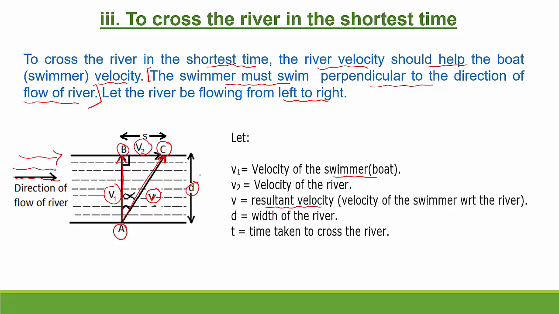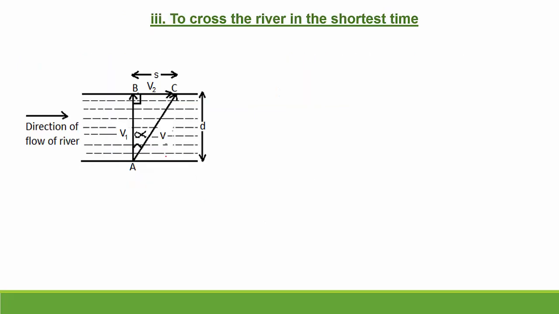Is it clear? To cross the river in the shortest time, the swimmer must swim perpendicular to the direction of flow of river. If he is swimming perpendicularly, because of river flow, he is going to move in the downstream direction. So it takes less time, shorter time to cross the river. Now we can derive magnitude, direction, shortest time, and distance traveled in the downstream direction in this application.